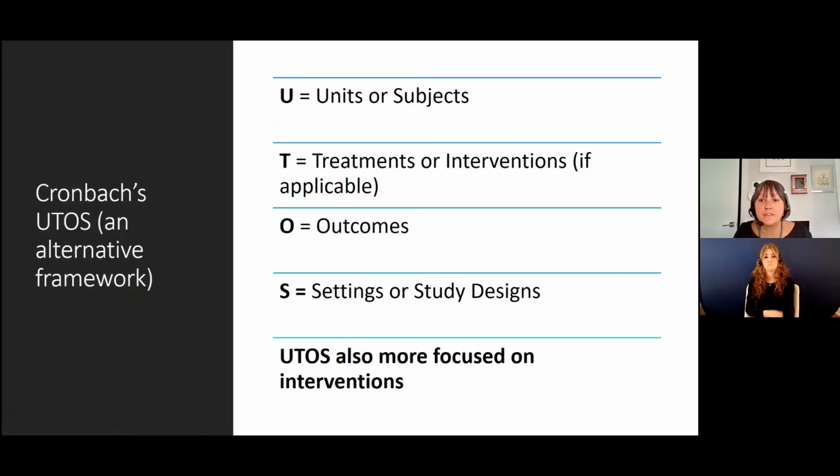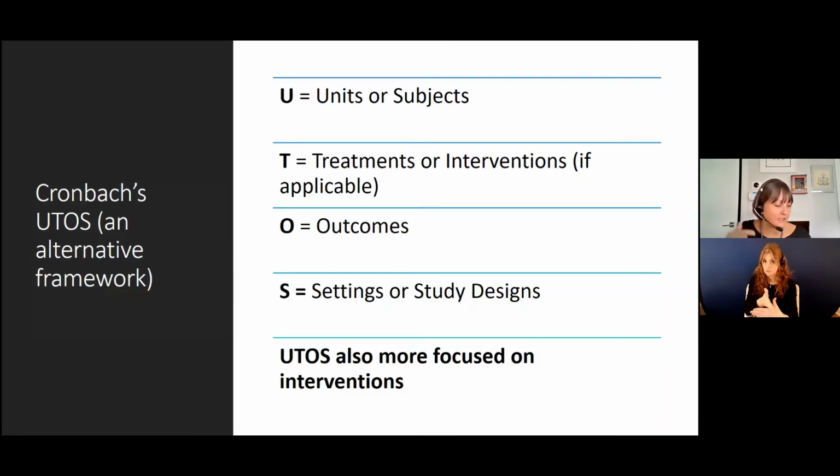We also have another framework, which is based on Cronbach's UTOS. Some people find this helpful too. U for units or subjects or participants, who are the people that are most important to think about in our systematic review. T for treatments or interventions. O for outcomes, and S again for settings or study designs. And you can see that the UTOS is also more focused on interventions.